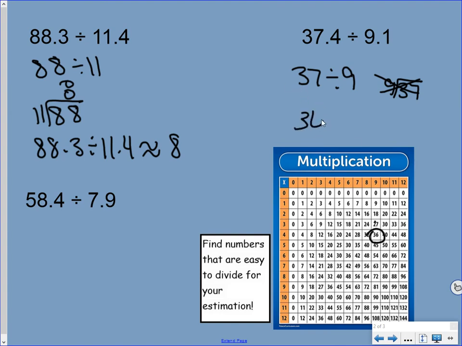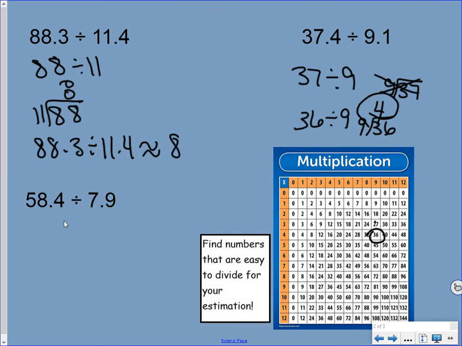So I could say 36 divided by 9 for my estimation, and that gives me 4. I must like that answer today or something. So our estimation for 37 and 4/10 divided by 9 and 1/10 is going to be about 4.